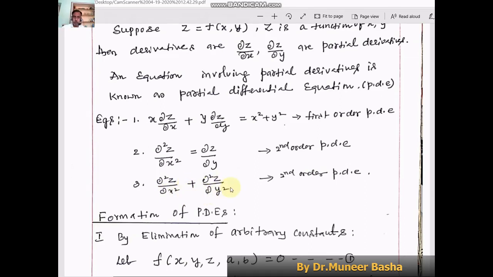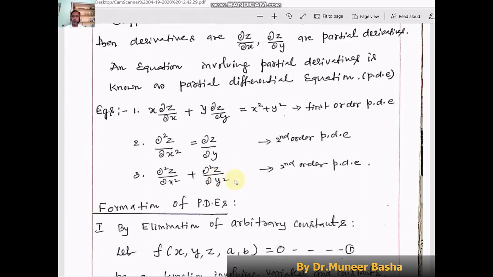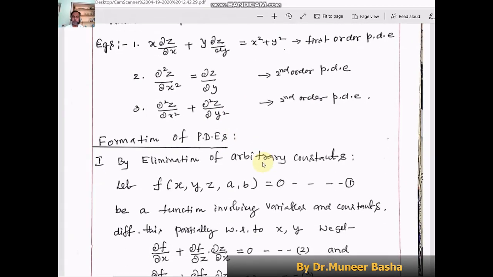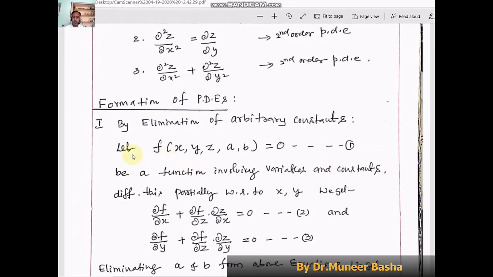Now the question is how to formulate partial differential equations. So one method is by elimination of arbitrary constants. Let f(x,y,z,a,b) = 0. This is a relation or a function involving variables and constants. The variables here are x, y, z, and a, b are constants. So z will be assumed as a function of x and y.